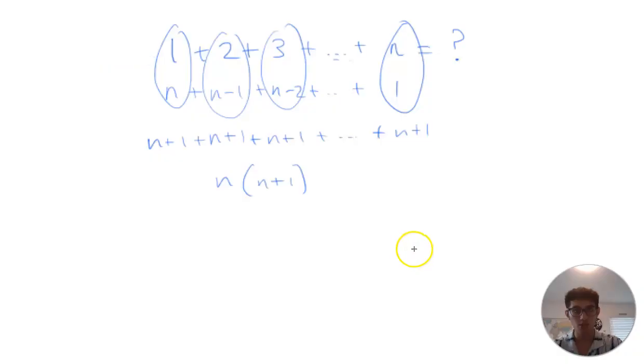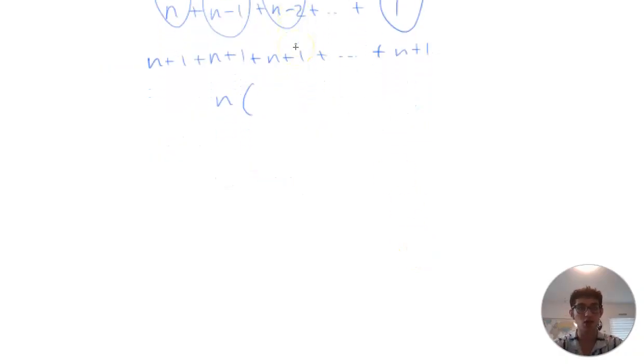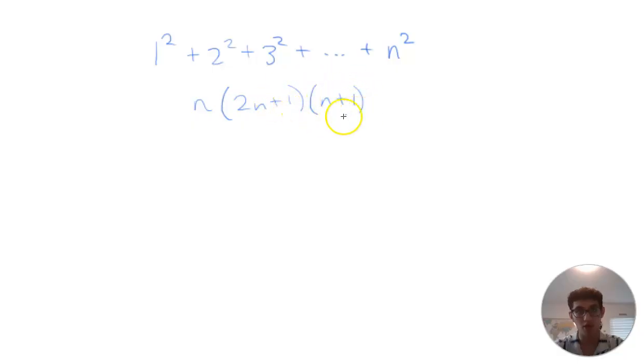But what about something a little bit more complicated? Instead of doing 1 plus 2 plus 3, what if we look at their squares instead? And so that question would be something like this. 1 squared plus 2 squared plus 3 squared, and then all the way until plus n squared. Now, again, if you've seen this before, maybe you know the formula, and maybe you don't. But here's what the formula says. It's n times 2n plus 1 times n plus 1 divided not by 2, but by 6.